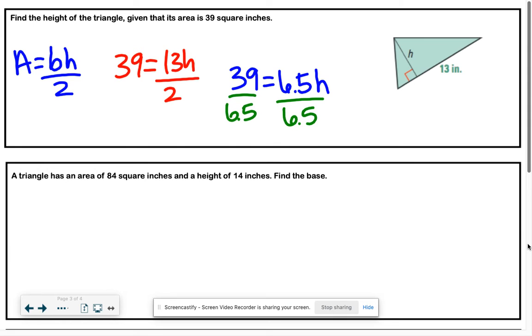It's 6. All right. So our height we just found is 6. That's it.